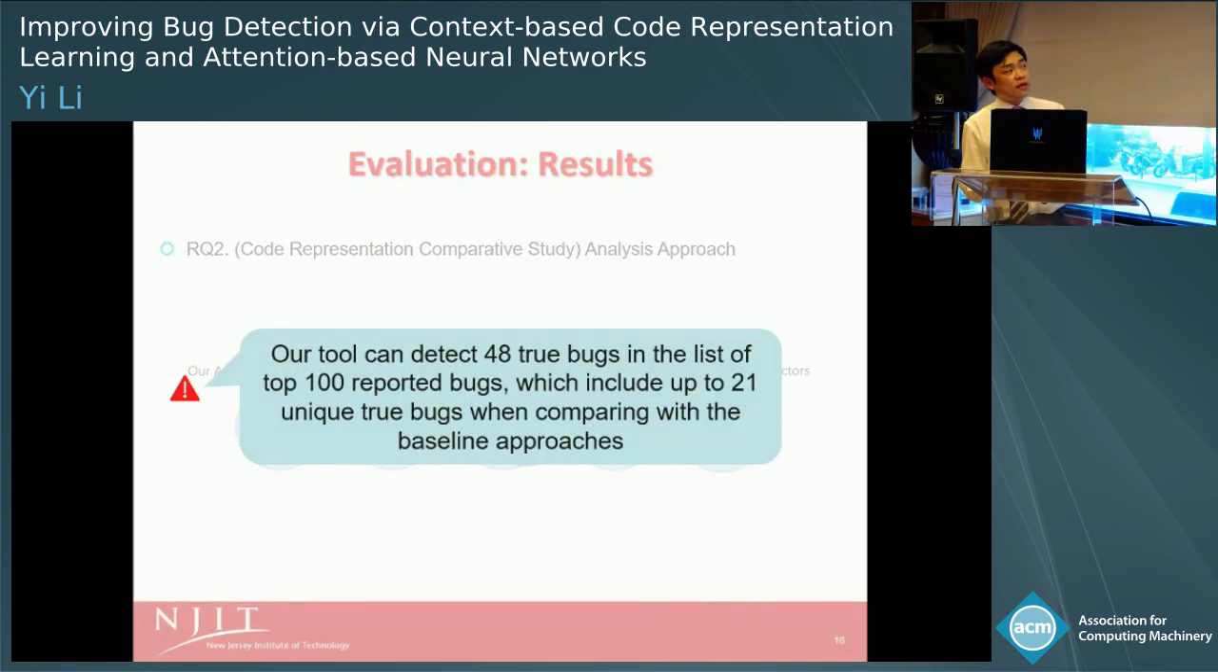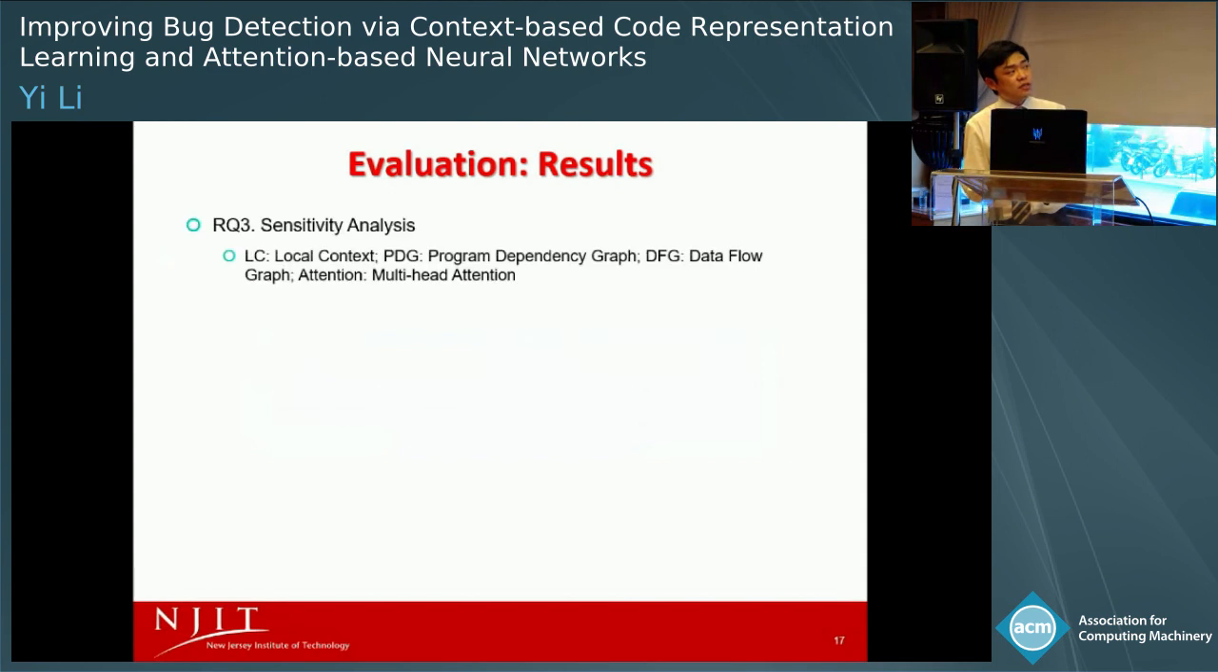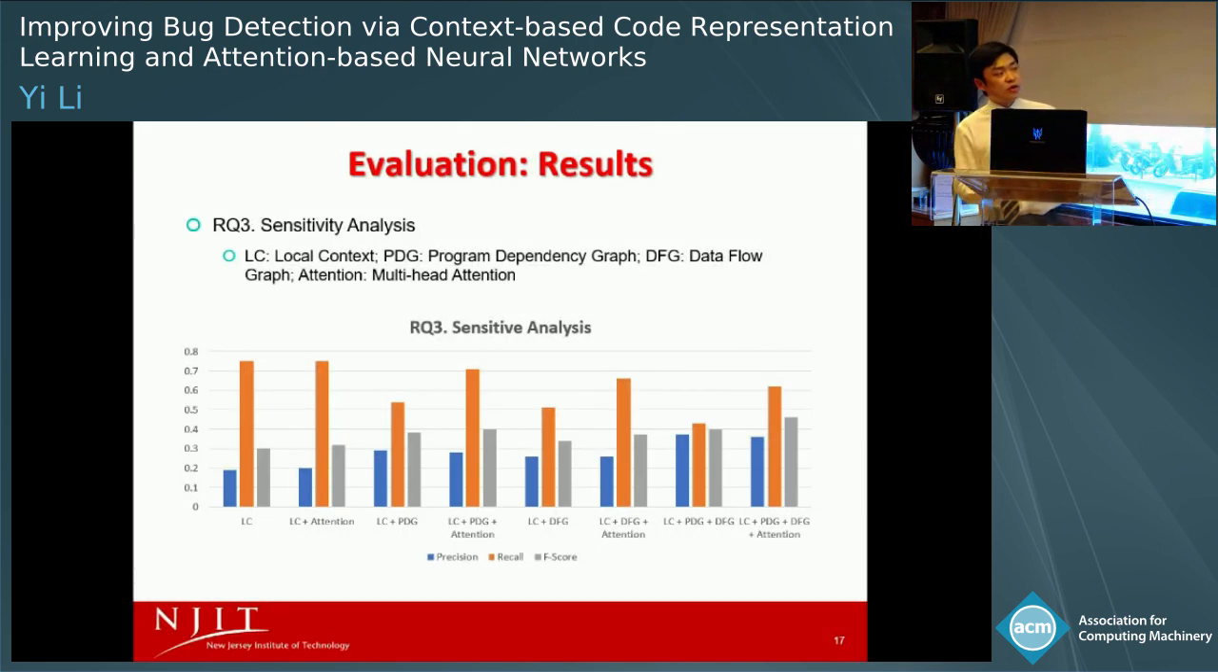And then the third research question is that we want to do a sensitivity analysis. We split our whole model into mainly 4 parts. The first part is local context. The second part is global context, including the program dependency graph and the data flow graph. And the third part is the multi-head attention. I just use attention here to replace it. Then we come up with this table.